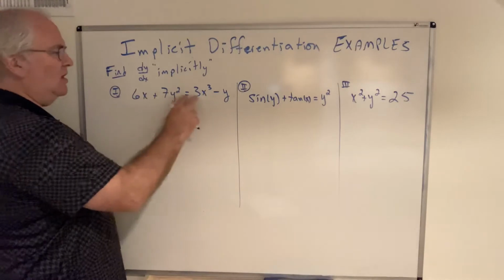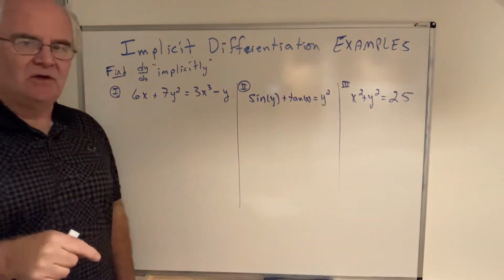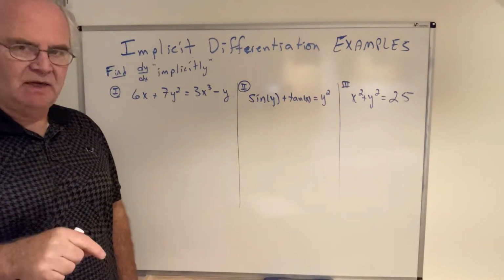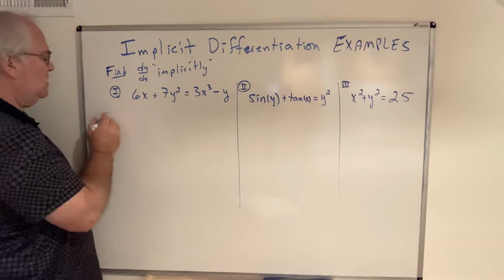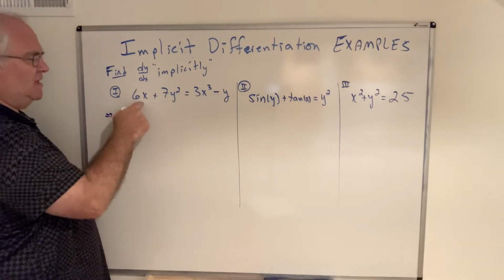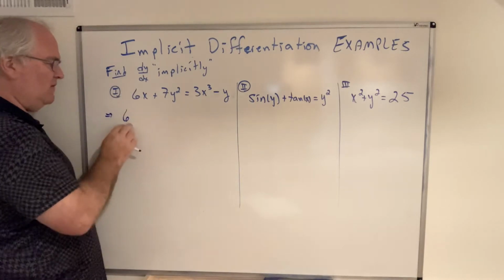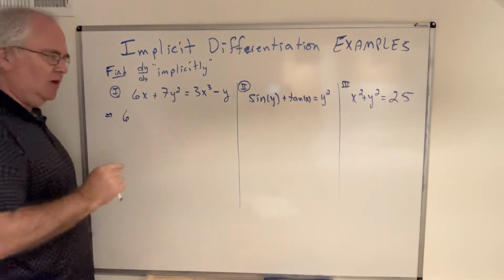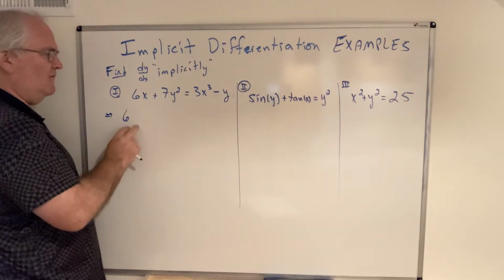Go term by term. If a term does involve y, then you need a factor of dy/dx. If a term does not involve y, the derivative is as usual. So term by term, the derivative of 6x is simply 6. The derivative of a linear term is the coefficient. Linear means the exponent is 1.